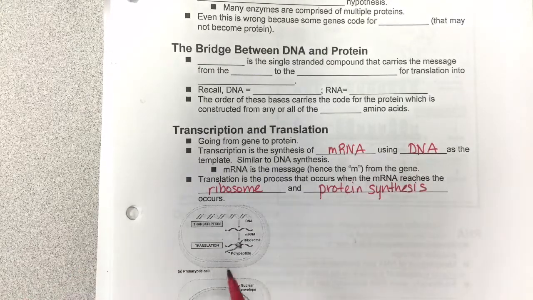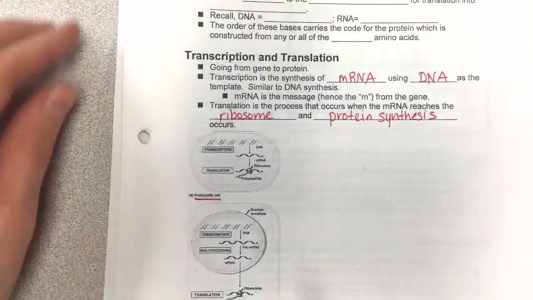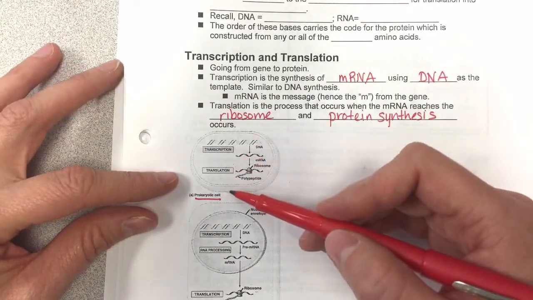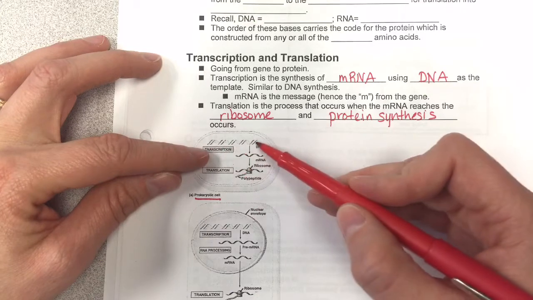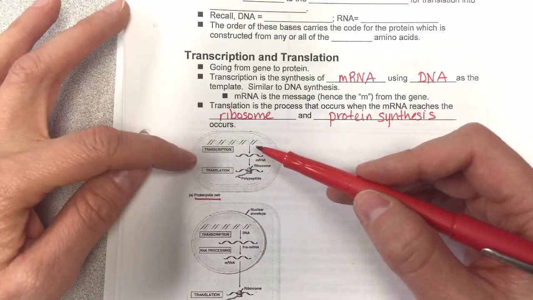And so when we look at this, in prokaryotic cells versus eukaryotic cells, different things happen. But they both have transcription and translation. So transcription is, here's the DNA. Notice the prokaryotic cell does not have a nucleus, so the DNA is here out in the cytoplasm.